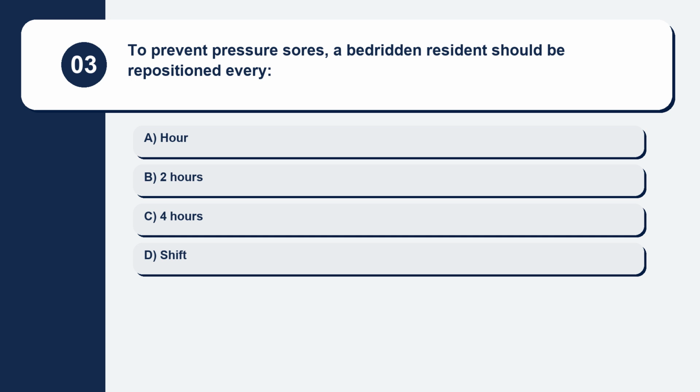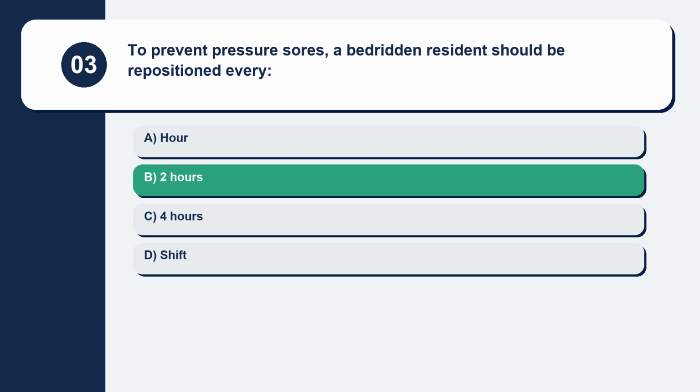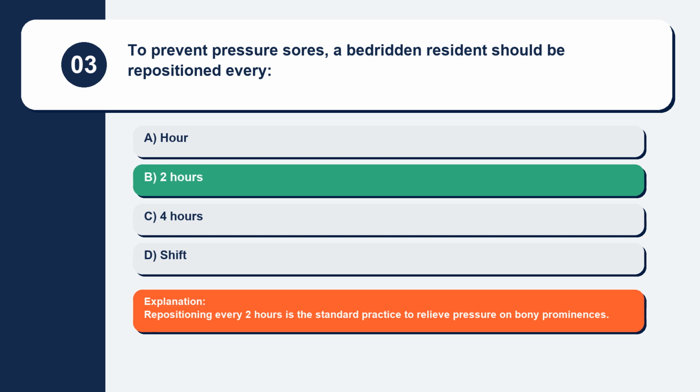Question 3. To prevent pressure sores, a bedridden resident should be repositioned every hour, 2 hours, 4 hours, shift. Repositioning every 2 hours is the standard practice to relieve pressure on bony prominences.